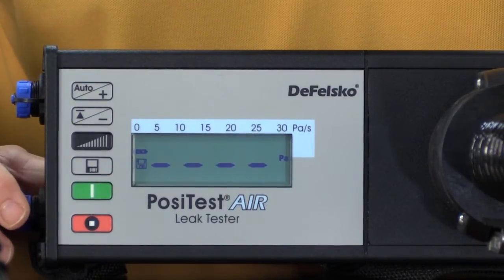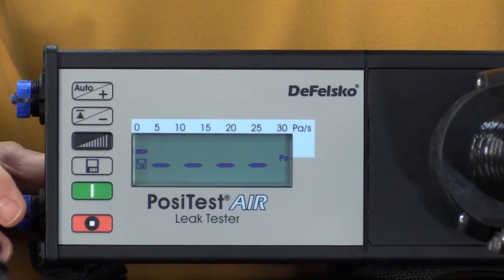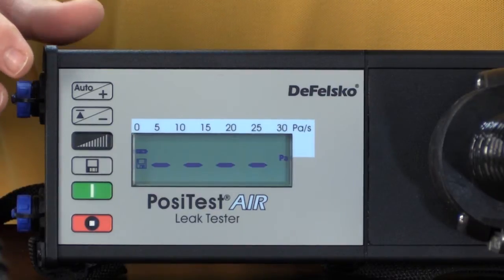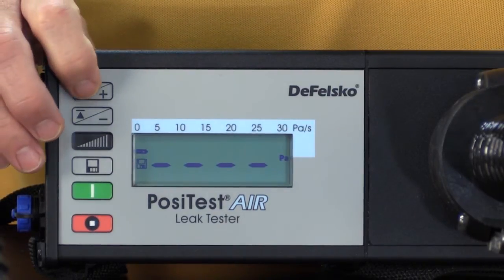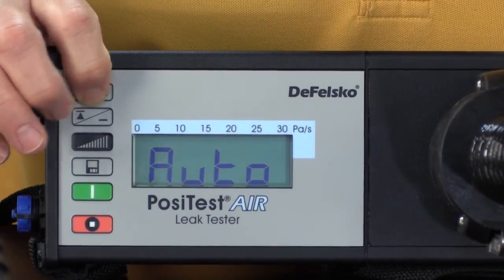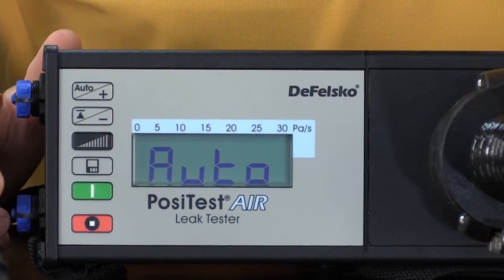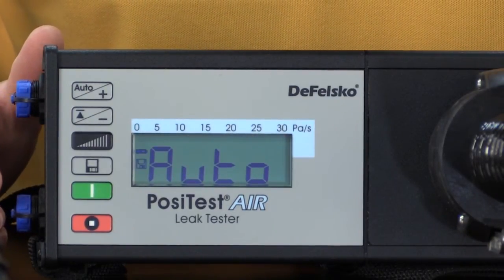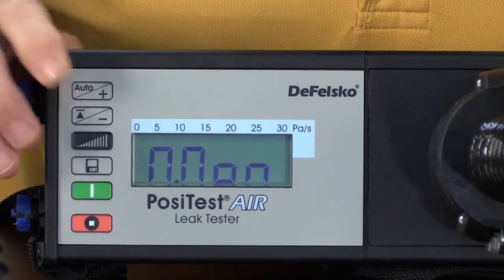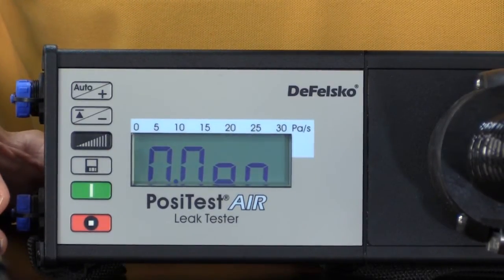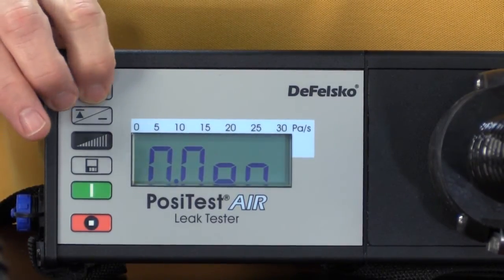Next thing you must decide is whether you're going to operate in the automatic or manual mode. That's by pushing this top button. Push it once for automatic. Push it again if I want to go to the manual mode. I'm going to go back to automatic, which is recommended for the unit.